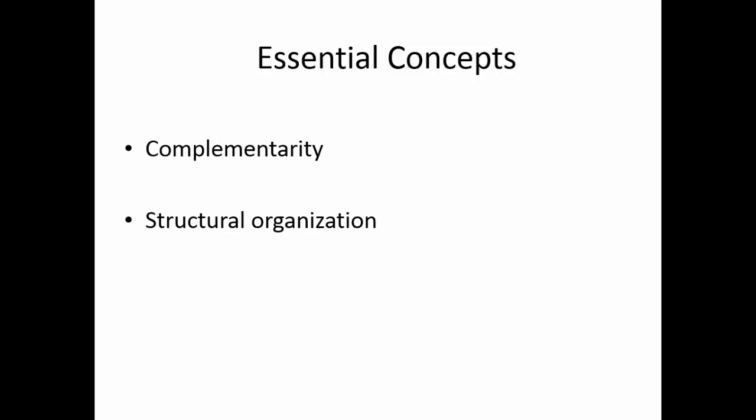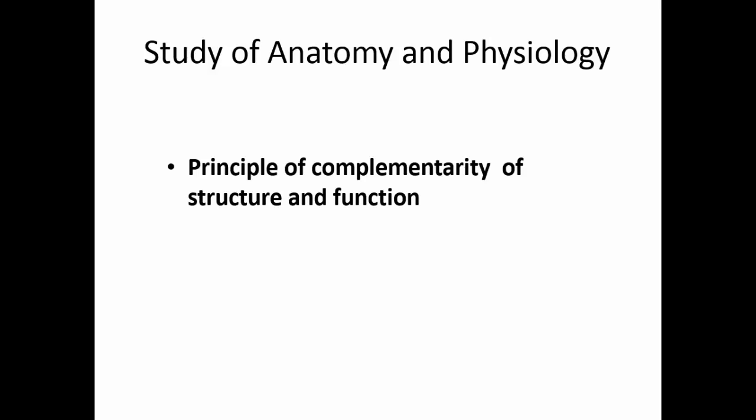There are some essential concepts of anatomy and physiology: complementarity, structural organization, and homeostasis. Why do we study anatomy and physiology together? Well, that's because of the principle of complementarity. Structure and function go together. Function is dependent on the structure of the object. So if we change the structure in some way, its function is going to change. For example, blood vessels are designed to be open tubes, but if a blood vessel becomes blocked with cholesterol or clot, blood won't flow. Therefore, the blood vessel will not function like it's supposed to.